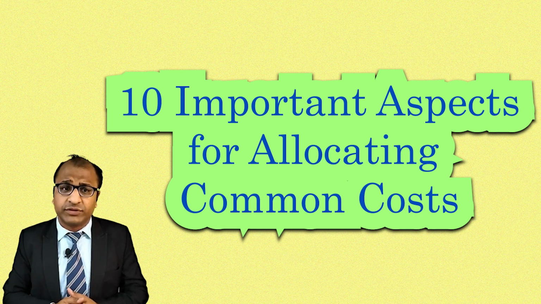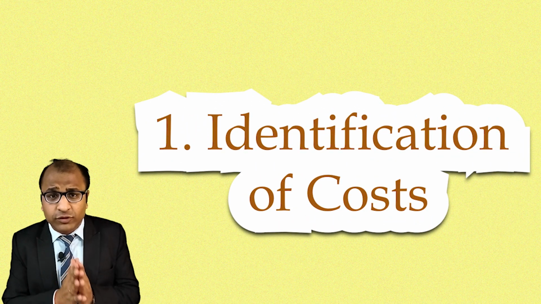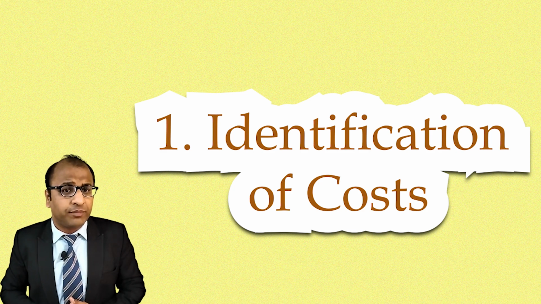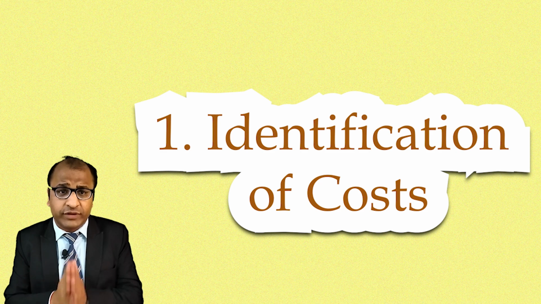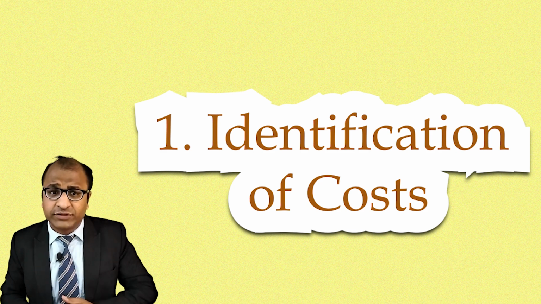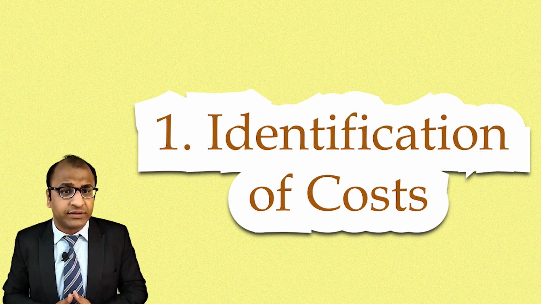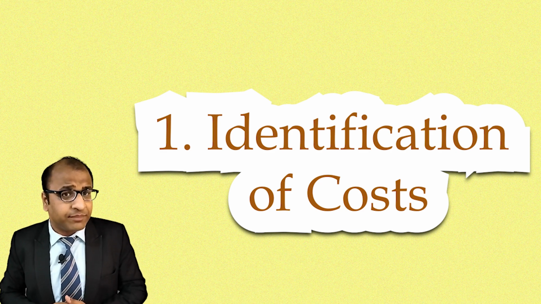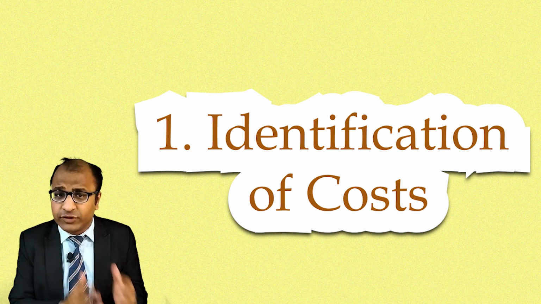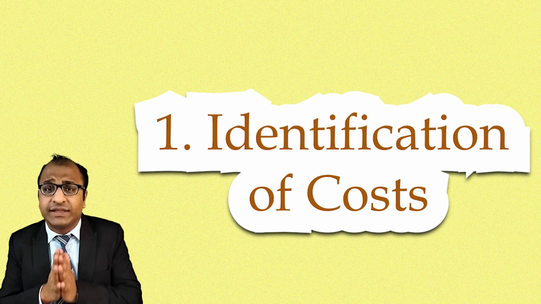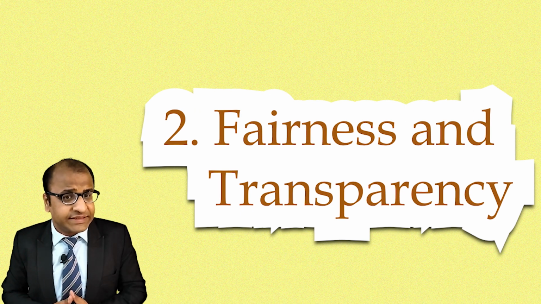So the first and foremost is identification of costs. As was also discussed in our previous video on the topic, it's crucial to identify the common costs accurately, for which the categorization of such costs between direct and indirect is of utmost importance. Such categorization further depends on the nature of expense and how the resources are consumed, which may vary from organization to organization.